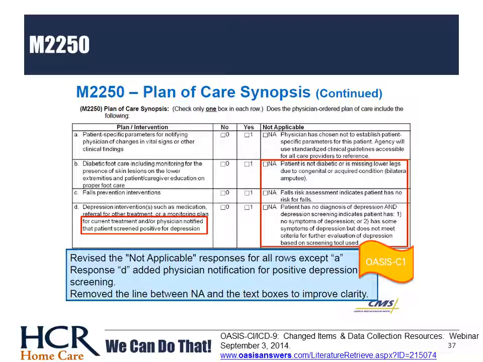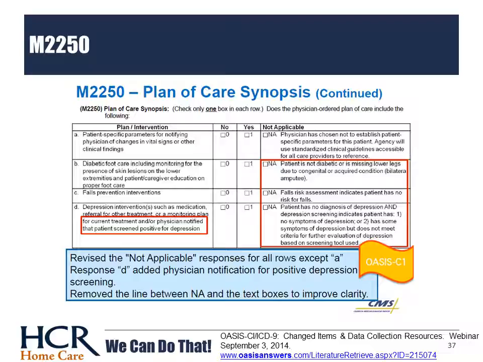You can respond yes, that your plan of care is addressing depression, if you either have interventions about depression medication, you make referral for other treatment, you have a monitoring plan, or the physician was notified of the positive screen. So any one of those situations, you can respond yes.